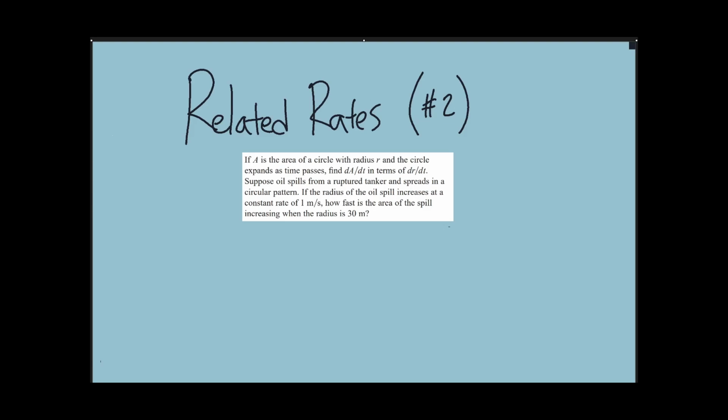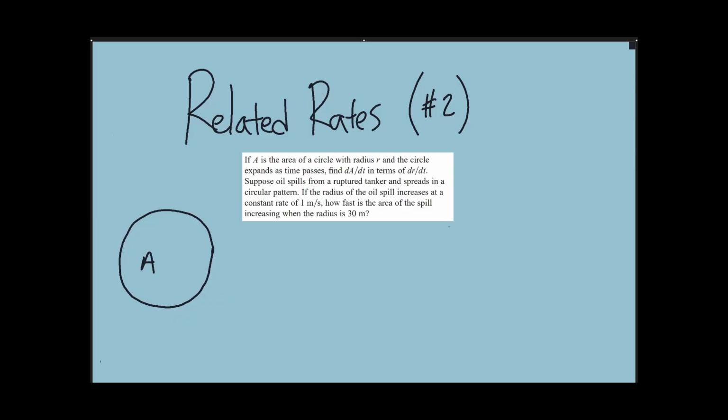Now as we're getting into the problem set for related rates, we're going to use, looks like it's a circle. It says if A is the area of a circle, find dA/dt in terms of dR/dt. Well, what the heck does all of that mean? Let's look at the rest.